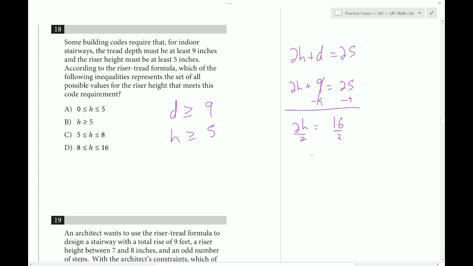Alright, divide by 2, and H is equal to 8 would be the value we get in that circumstance. So when we plug in the extreme value here, we end up with 8, right? So that's another extreme value for the riser height, H. Okay, so that means that this would be constrained on the high end by 8, right? So I claim that the answer is choice C. So H would have to be greater than 5, and it would have to be less than or equal to 8.